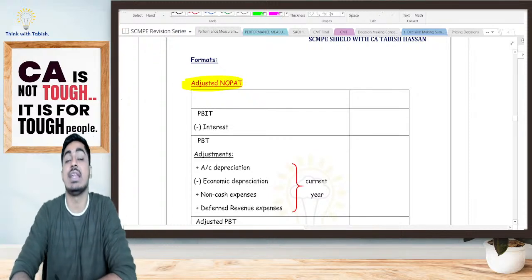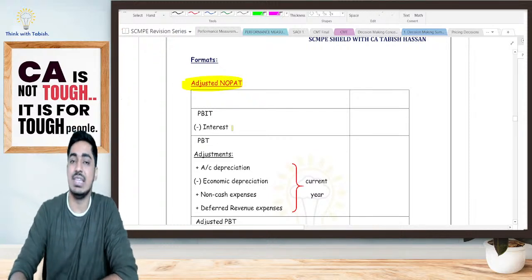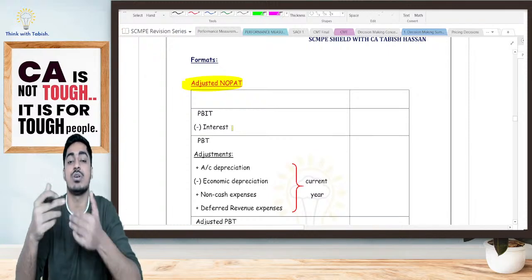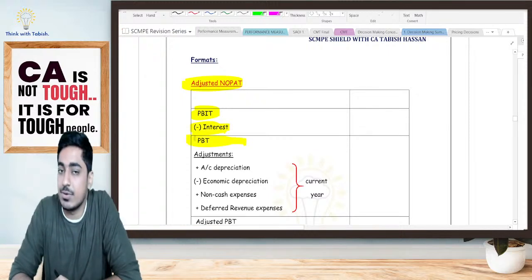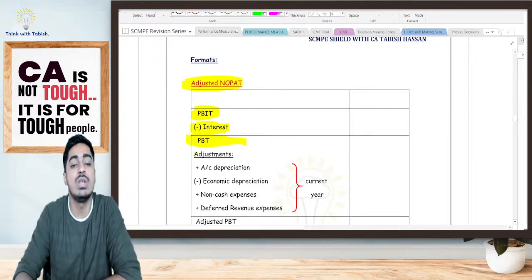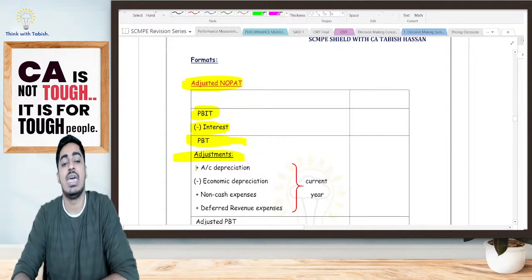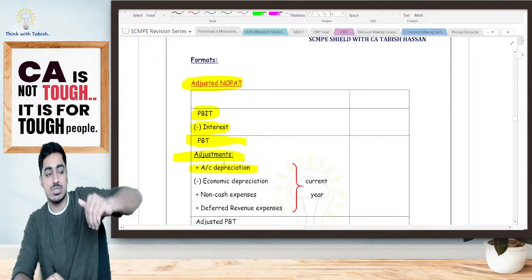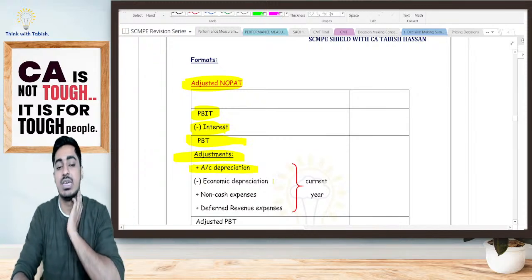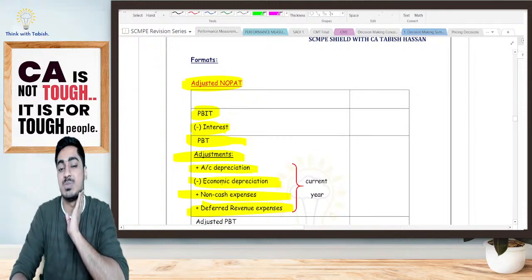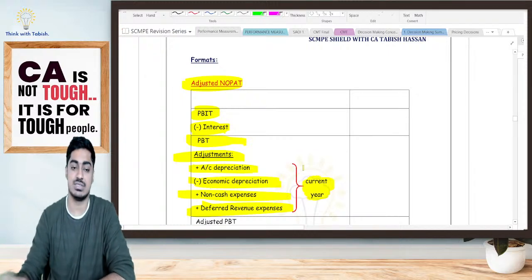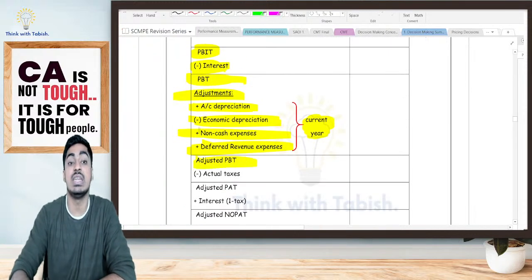Now look at this. I'm preparing my adjusted NOPAT. Either you can take your original NOPAT and do these adjustments, or else straight away, profit before interest and tax minus interest, I'll get my profit before tax. Here only I will do my adjustments. What all adjustments? Accounting depreciation, which was reduced, I have to nullify, so I will add it back. Economic depreciation, I will consider. Non-cash items as well as deferred revenue expenditure, all of these also I will consider. Here I will be considering my current year transactions. I'll get my adjusted PBT, then when I reduce tax, reduce your actual taxes.